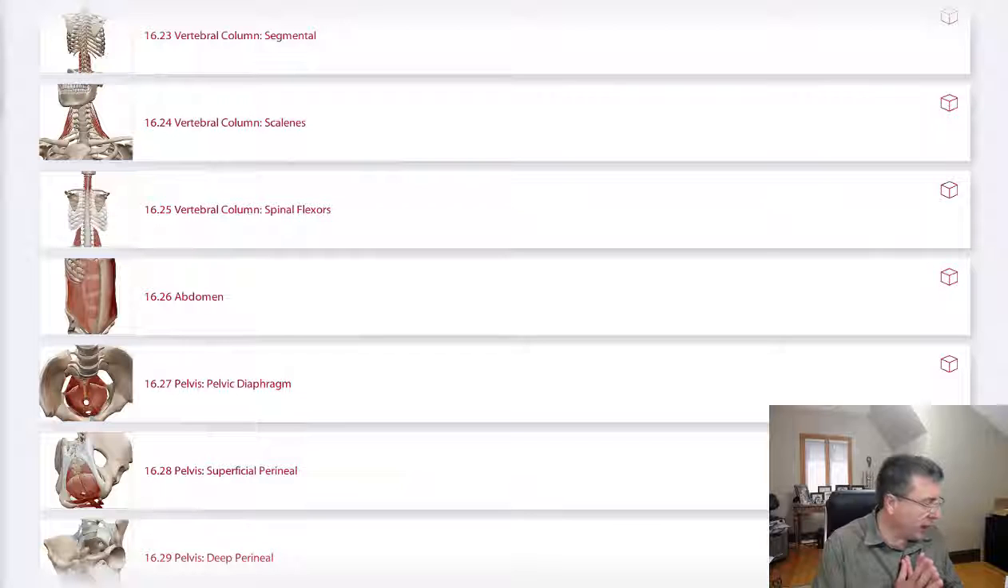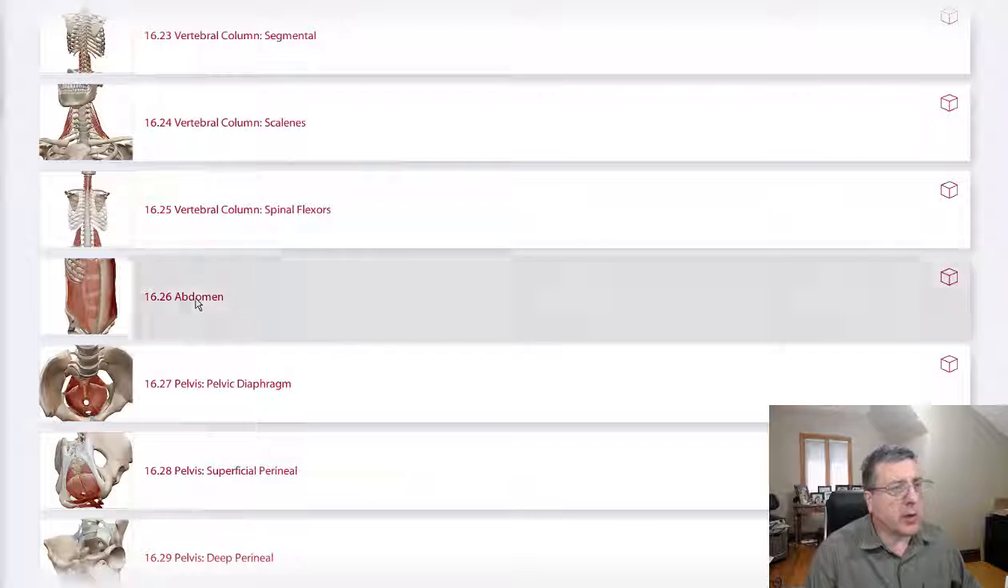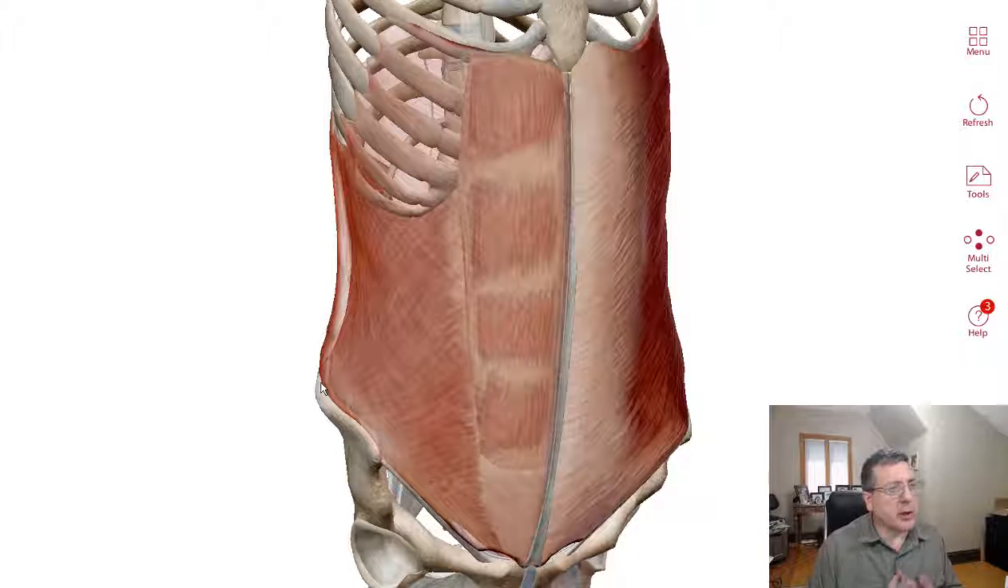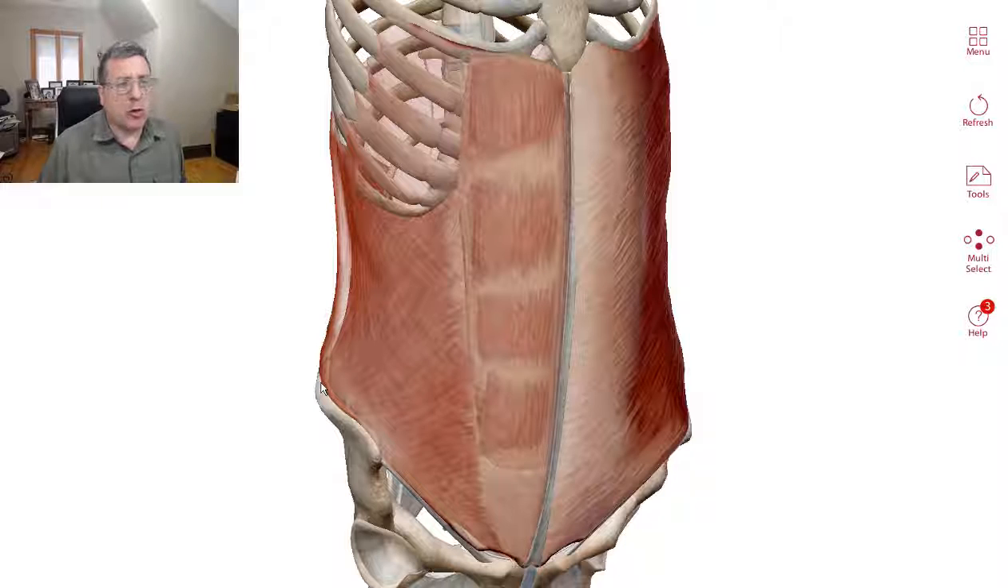Let's look at the anterior abdominal region first. So let's go to, what video is this? 1626. Under the abdomen, let's just click on that. What we're looking at, there's actually only two muscles that we're going to look at. I will point out the other ones. Extra credit, always possible.